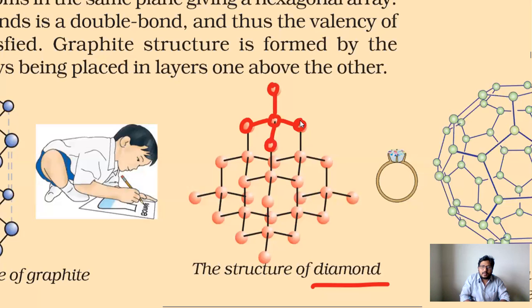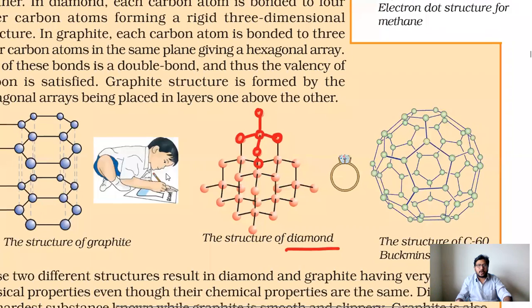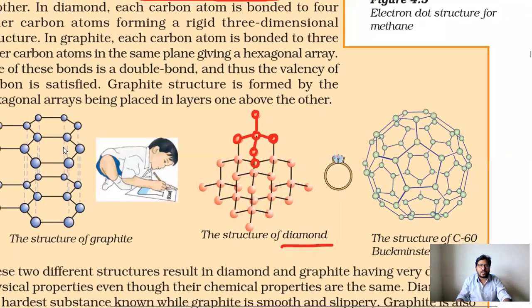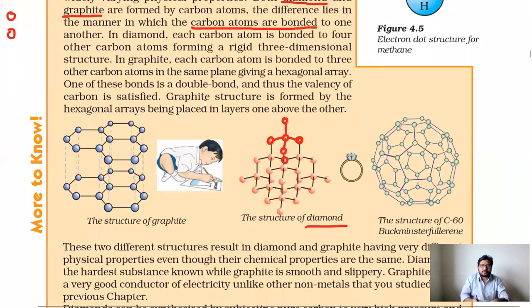And again, this carbon can be bonded with another carbon. This carbon can be bonded like that. There are multiple bondings, and one carbon is bonded with 4 carbon atoms, forming a rigid three-dimensional structure. But in graphite, each carbon atom is bonded to 3 carbon atoms only, in the same plane, given a hexagonal array.